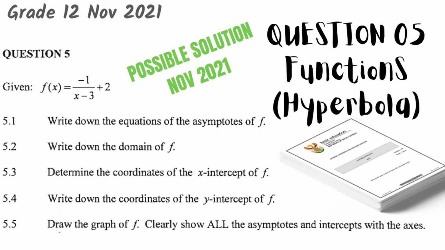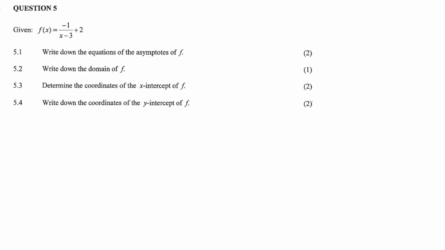Today we're going to look at question 5 and its functions, specifically focusing on hyperbola, and that is from your grade 12 November 2021 past paper. Question 5, you are given f of x is equal to minus 1 over x minus 3 plus 2. Then in 5.1 they want you to write down the equations of the asymptote.